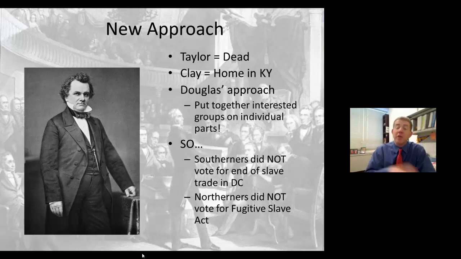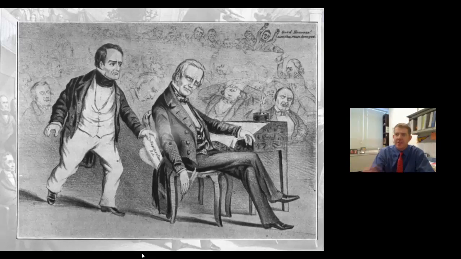So you could vote for the Fugitive Slave Act, but not vote for ending the slave trade in D.C. Or you could vote for ending the slave trade in D.C., but vote against funding Texas's debt, things like that. And so the question that we have to ask then is, is that really a compromise? If you're sneaking, like this cartoon suggests, the Fugitive Slave Act into the pocket of a northern politician, or if you're doing these things that don't have the consent of those politicians, is it truly a compromise?